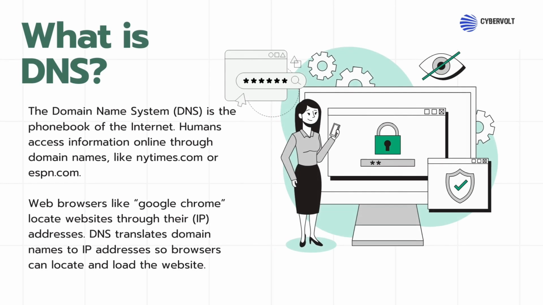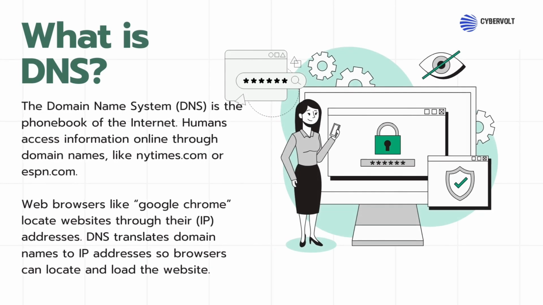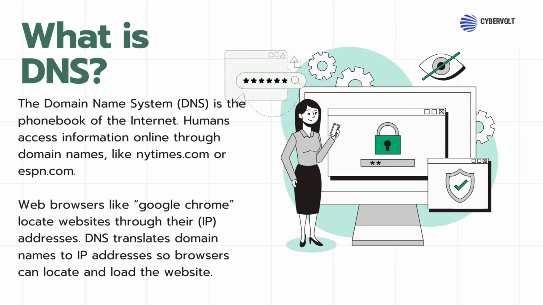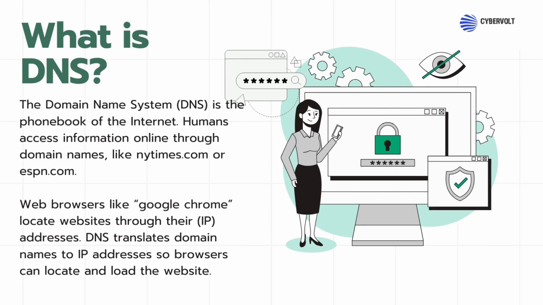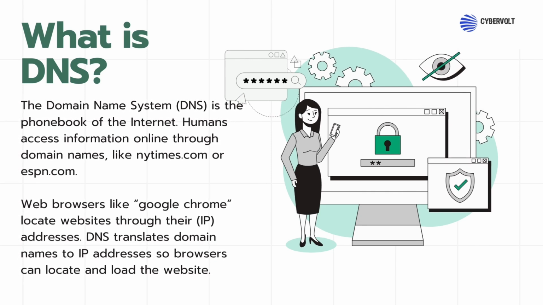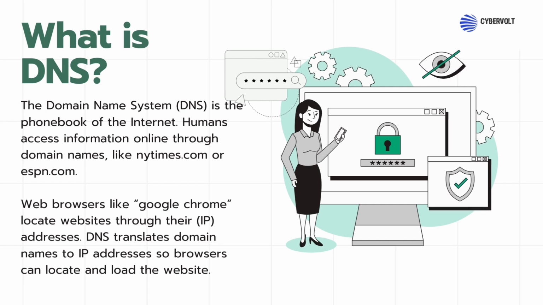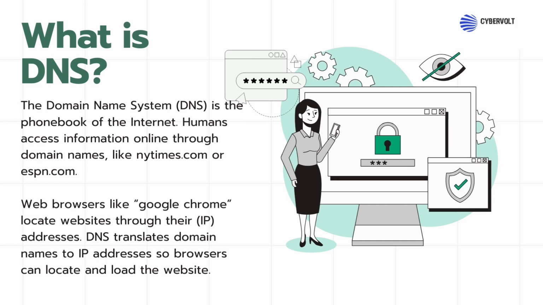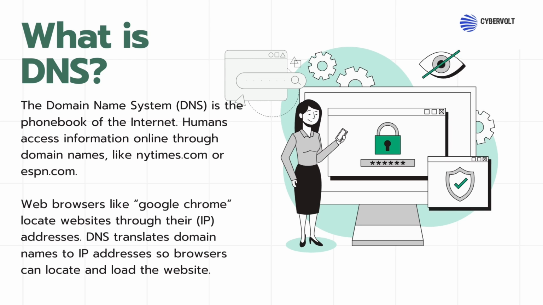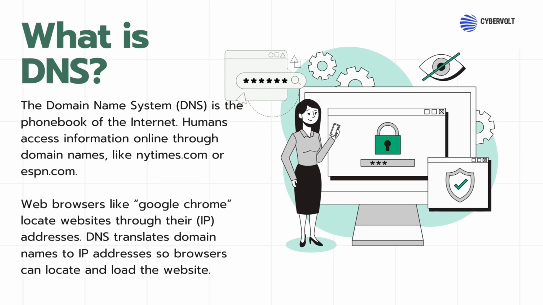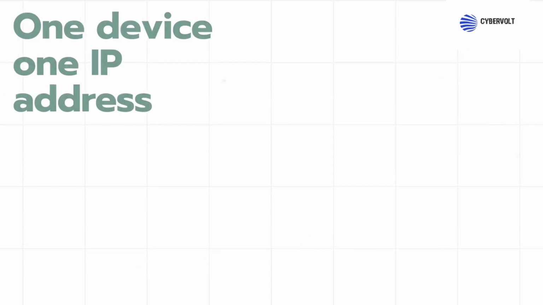What is DNS? The Domain Name System, DNS, is the phonebook of the Internet. Humans access information online through domain names, like NewYorkTimes.com or ESPN.com. Web browsers like Google Chrome locate websites through their IP addresses. DNS translates domain names to IP addresses so browsers can locate and load the website.